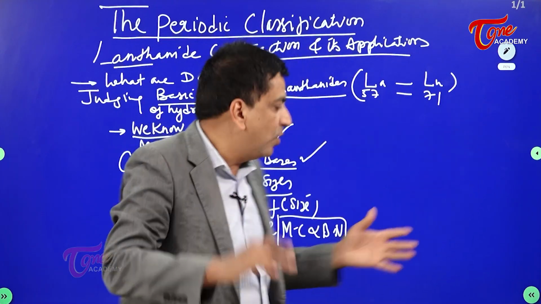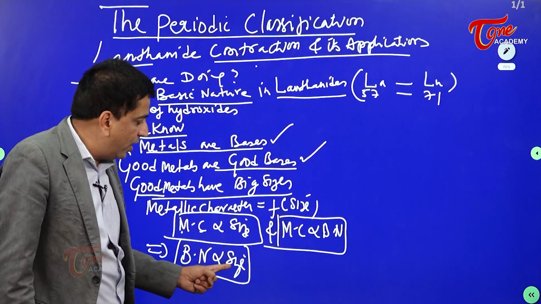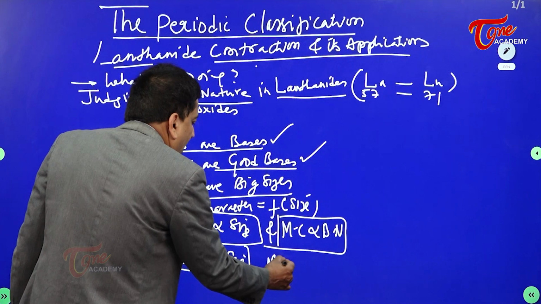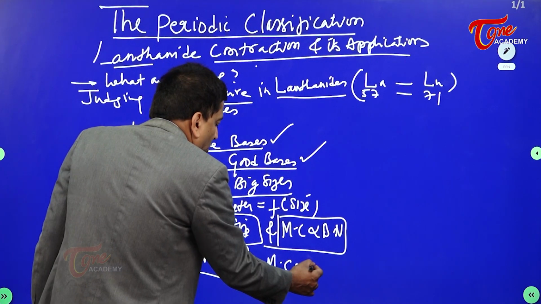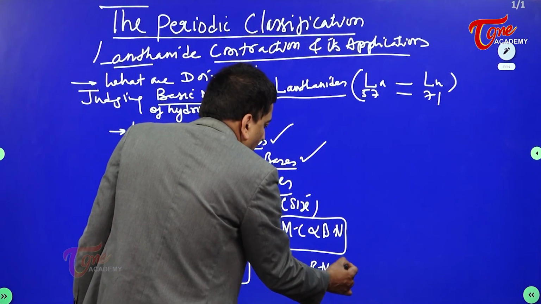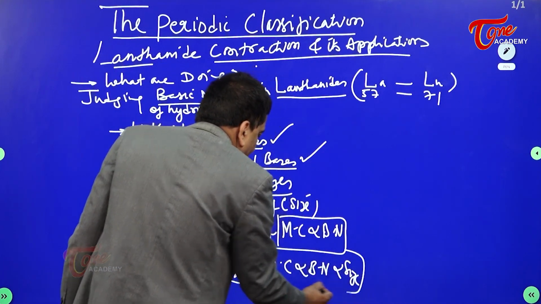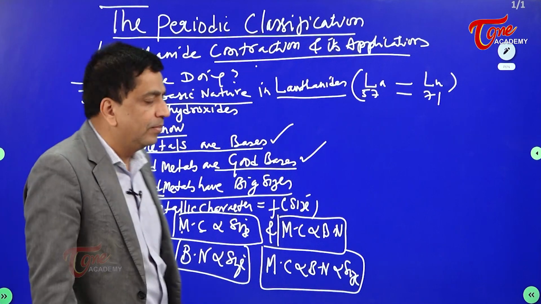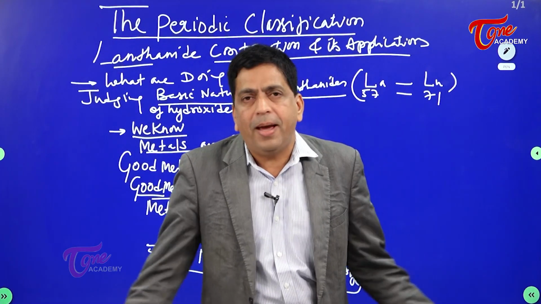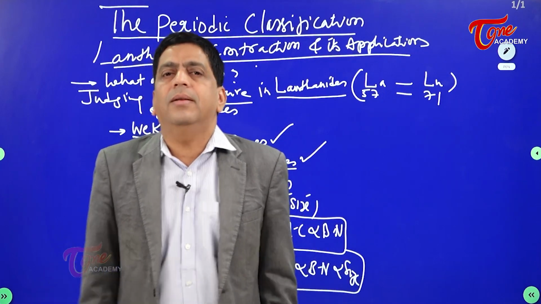Directly proportional, you can see. Basic nature proportional to size. Metallic, I can combine and write. Metallic character directly proportional to basic nature, which is proportional to the size. Must understand, it's proportional to the size. Same is even told by Fajan.